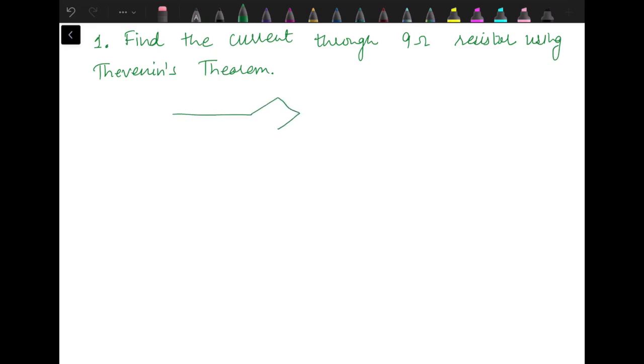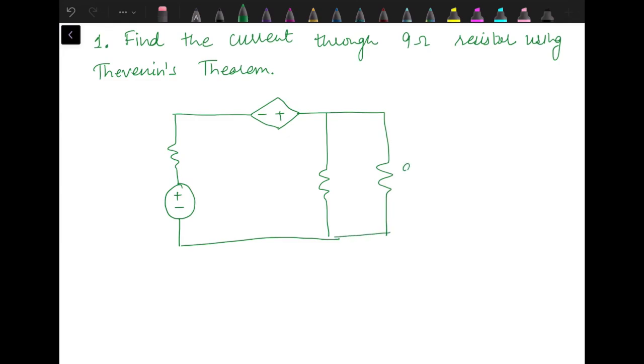Now, the circuit consists of a dependent source and an independent source. Both are voltage sources. This 9 ohm resistance is actually the load resistance. This resistance value is 6 ohm. This voltage source is supplying voltage 6 times Ix, and Ix is the current through this 6 ohm resistance. This resistance has value 4 ohm and this voltage source supplies 20 volts. So this is a current dependent voltage source and the controlling quantity is Ix.